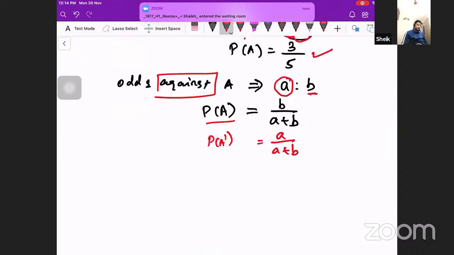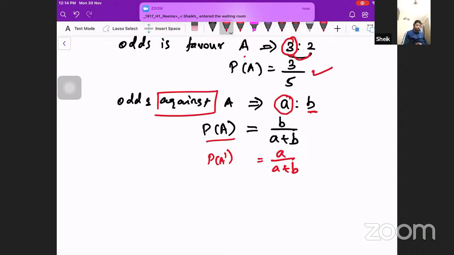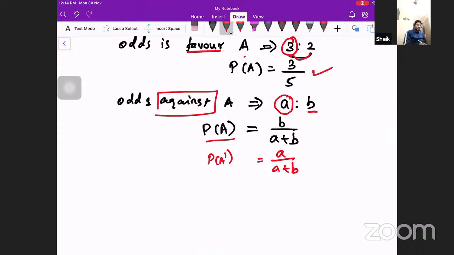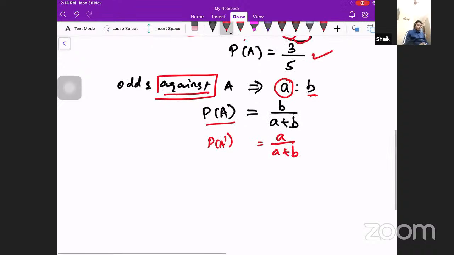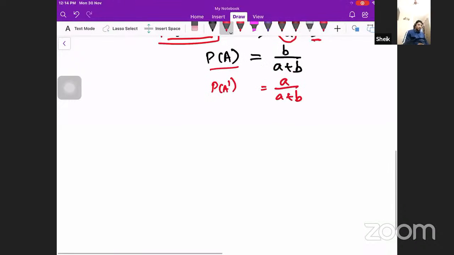First, this is what we need to learn as far as favor and against is concerned. This is the first thing we learn. So this is favor and against.